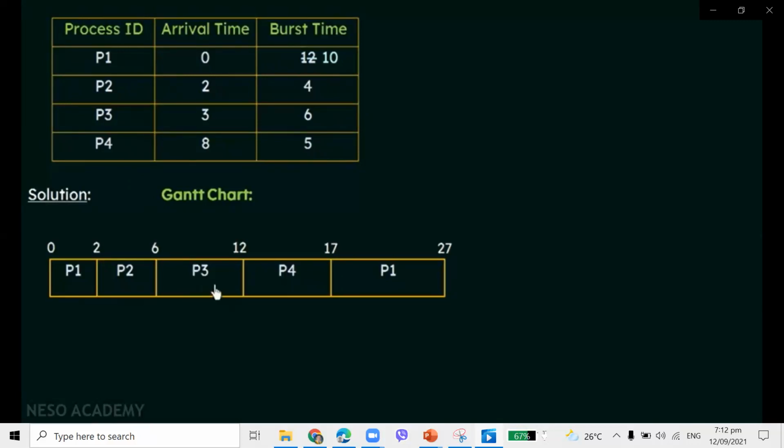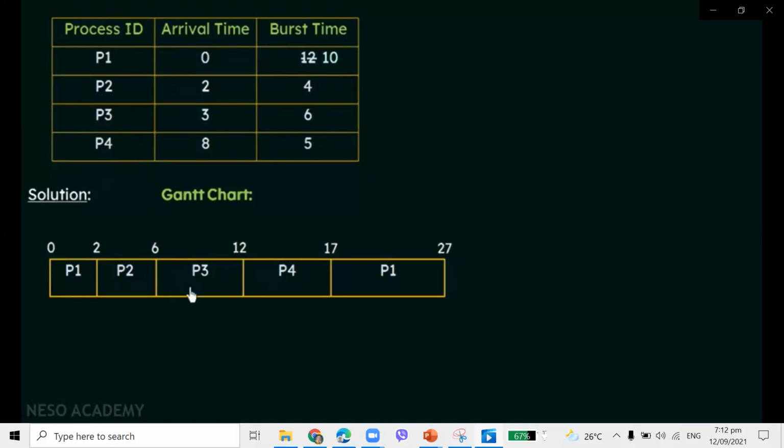As P3 begins its execution, it goes from 6 millisecond to 7 millisecond, then from 7 millisecond to 8 millisecond, and at that 8th millisecond, P4 arrives, and the burst time of P4 is 5 milliseconds. So will P4 get the CPU? If you just look at this table, you may think that yeah, P4 should get the CPU because P4's burst time is 5, which is less than that of P3, which is 6.